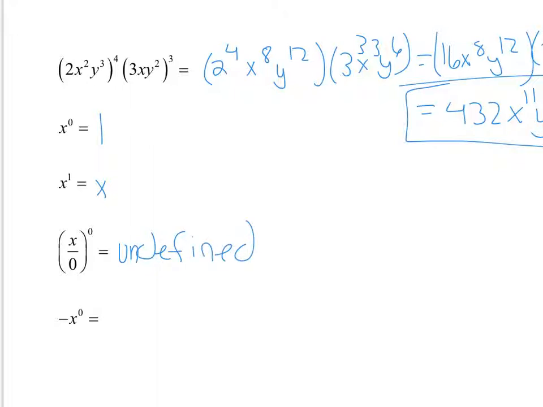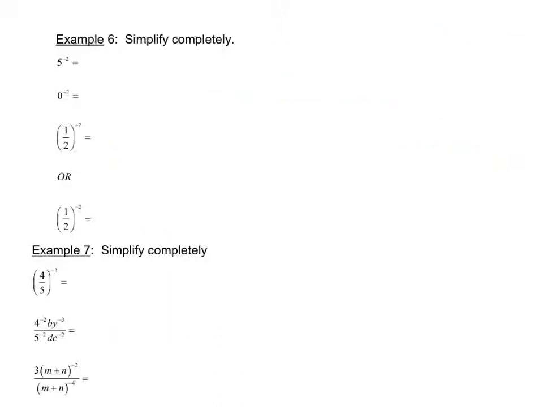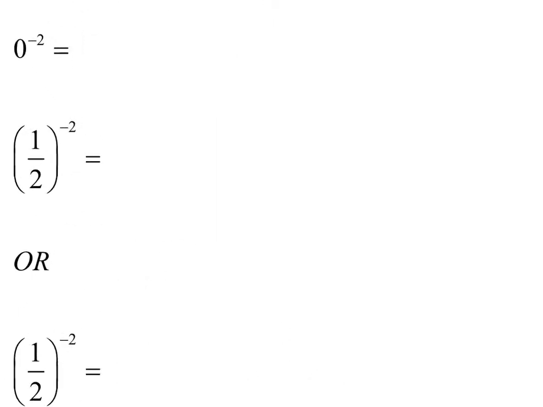Now here, this is where we got to remember, this is negative times x to the 0, so that's negative 1. Okay? So let's take a look at some more. Alright, so now we're dealing with negative exponents.